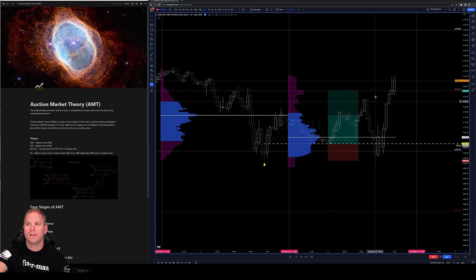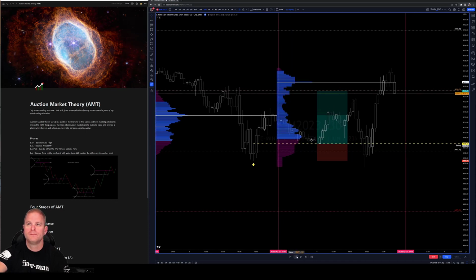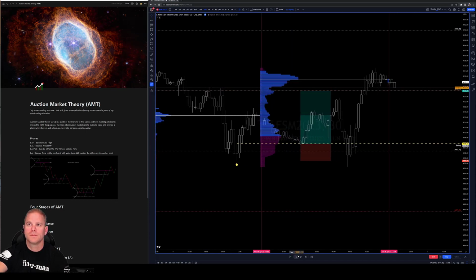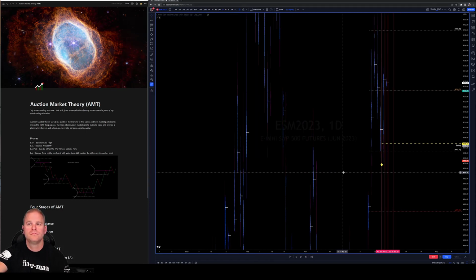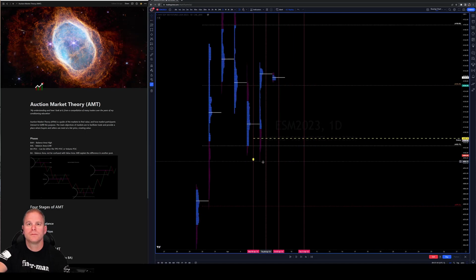Let's see if that midline now acts as resistance or creates support to go all the way to the other side. Oh, we got a new day. So let's go ahead and pause this, and we can go ahead and delete that.